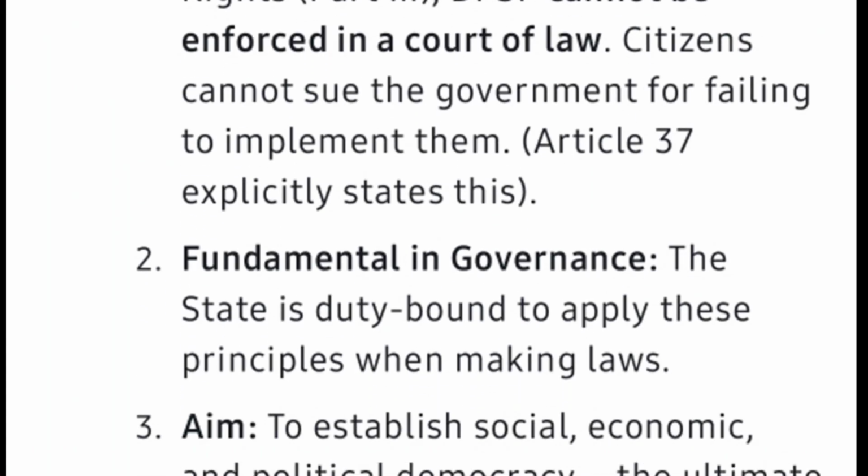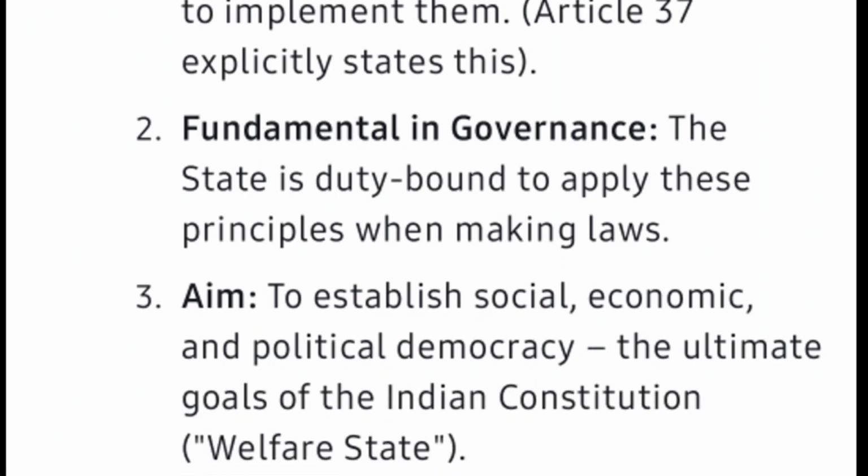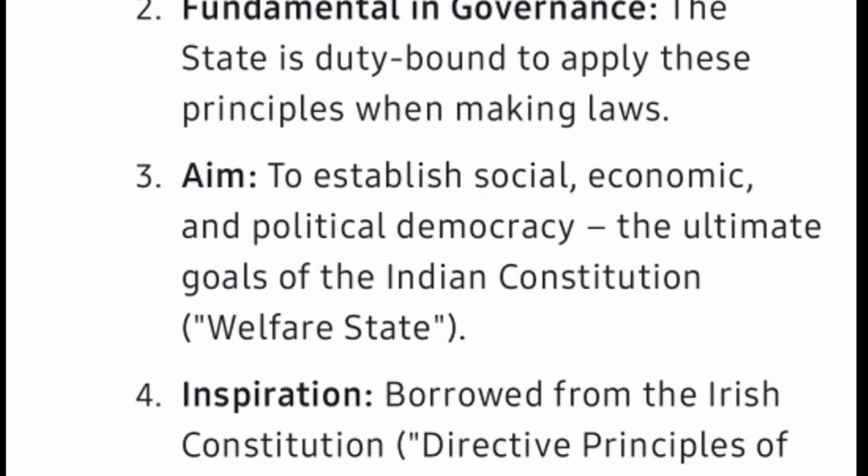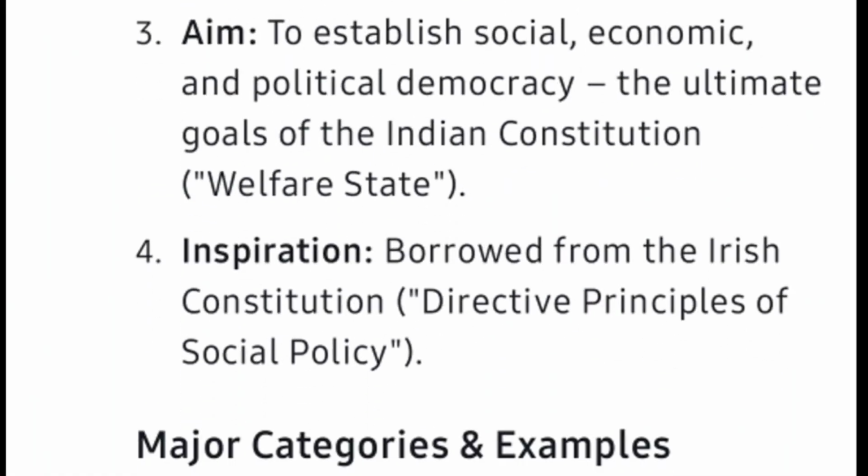Then we will move on to the second feature, that is fundamental in governance. The state is duty bound to apply these principles when making laws. The third key feature is aim. The aim of the directive principles of state policy is to establish social, economic, and political democracy, which is the ultimate goal of the Indian Constitution also. And the ultimate goal of the Indian Constitution is to establish the welfare state.